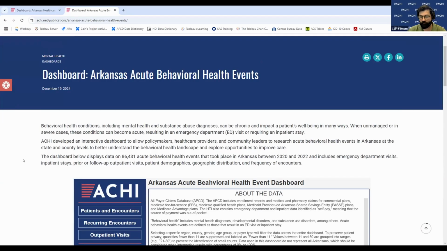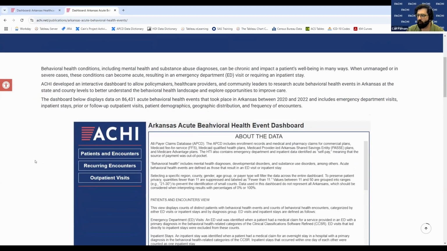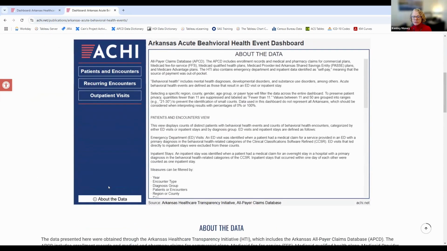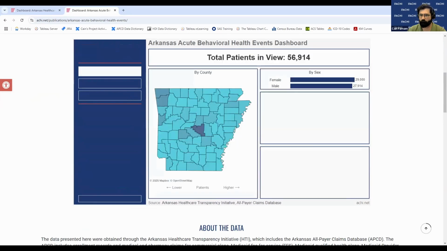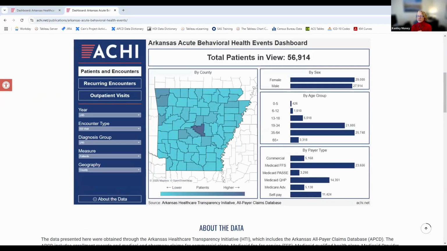I'll open up to questions about this dashboard or both dashboards. Okay. Or if there's any, there were 2 questions in the chat. Great. And I'll take the first one and you can help with the second.